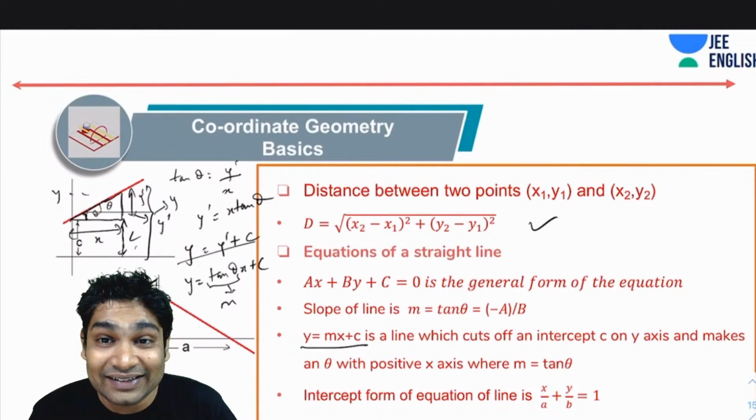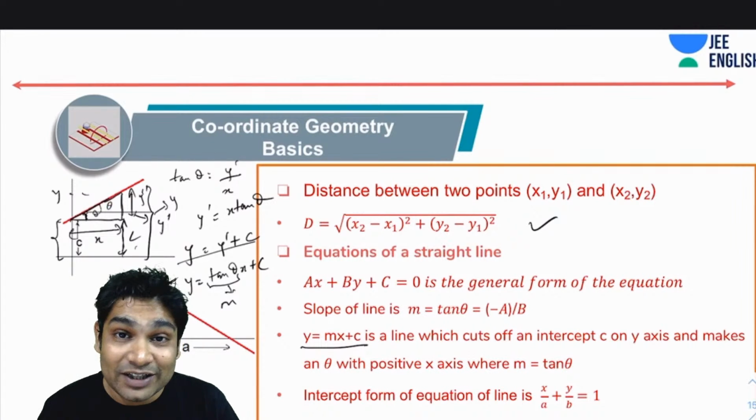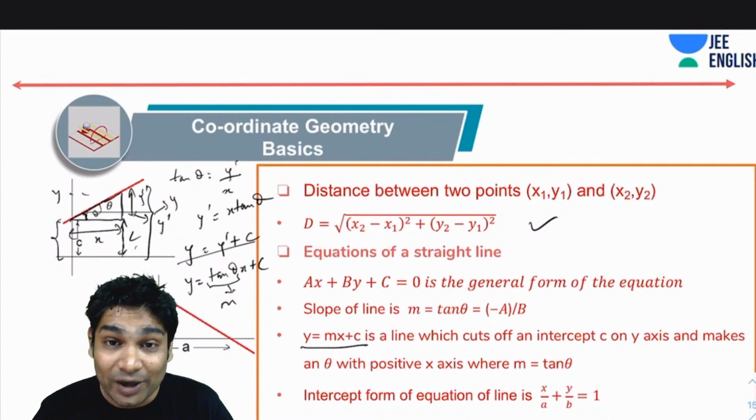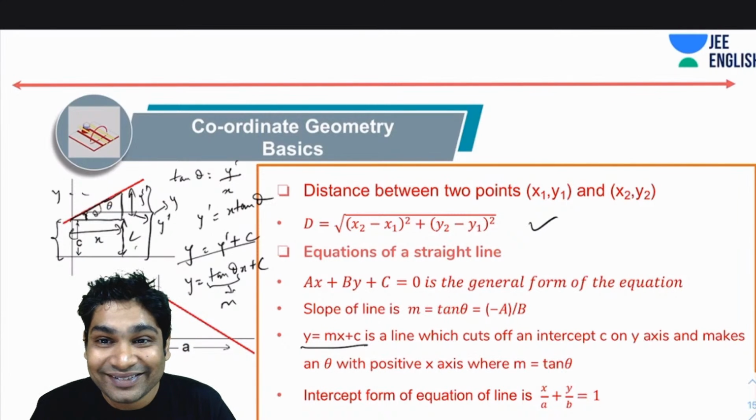Here, this length is called the y-intercept and m is called the slope. The y-intercept is the point where the straight line cuts the y-axis. I hope everybody followed this.